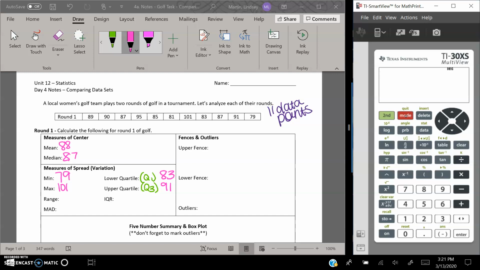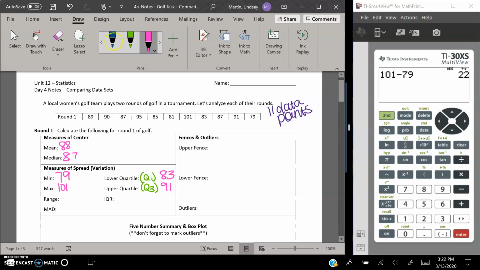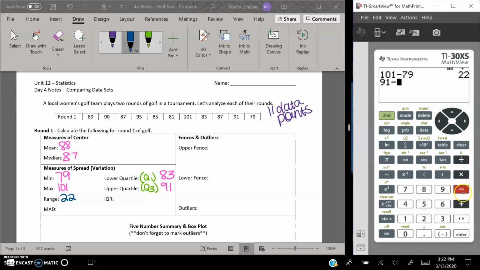Now we would like to find the range, IQR, and MAD. Our range is found by taking our maximum value and subtracting our minimum value. So 101 minus 79, and it gives our range to be 22. To find our IQR, we'll take our upper quartile and subtract our lower quartile, so 91 minus 83, and that'll give me my IQR of 8.